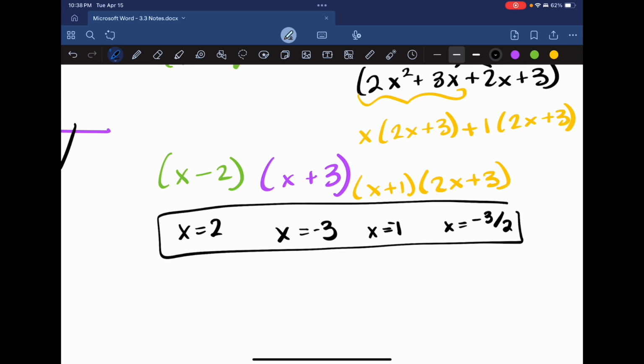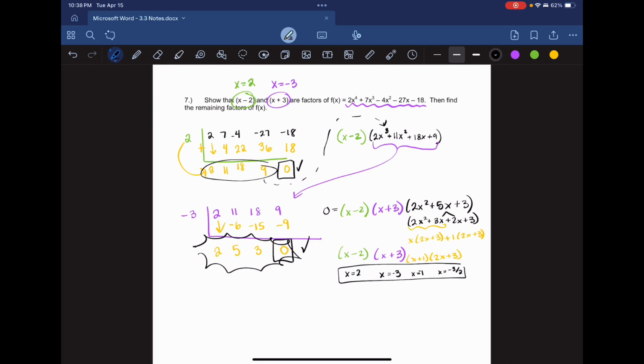Okay, so again, synthetic division is just another way of finding our zeros. The biggest thing too here is that we have to get 0 for that to work. If I have a remainder, this will not work.